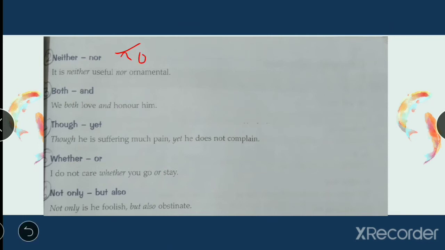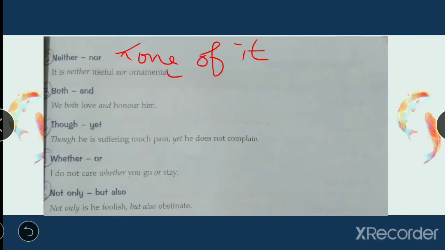It says none of it. Okay? दोनों में से एक भी नहीं. See the example. It is neither useful nor ornamental. Neither useful means ना तो उसको use कर सकते हैं और ना ही वो decorative. What is the meaning of ornamental? Ornamental means decorative. Okay? So it's not even useful, it's not even decorative. Okay, so दोनों में से कोई भी नहीं. None of it. ना तो ये ना तो ये.